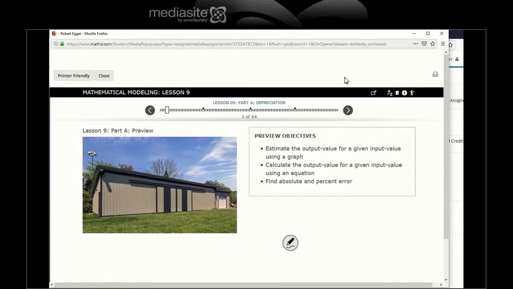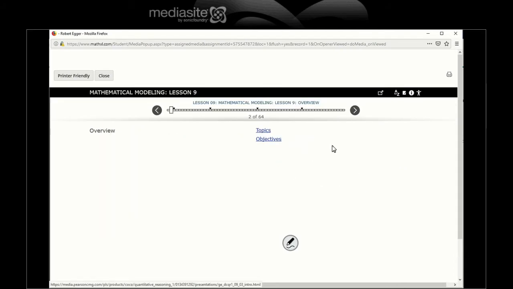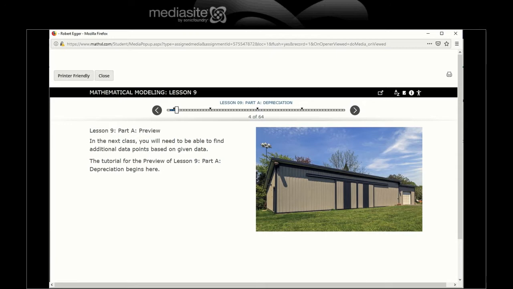As usual, we got to fit the window. So in this class, depreciation, it looks like we're going to estimate the output value of a given input value using a graph. Okay, we'll calculate the output value using an equation, and then we'll find absolute and percent error. So it looks like some graph reading, some algebra, and some equations there. So let's see, in the class you will need to be able to find additional data points based on given data. Okay, the tutorial for the preview of Lesson 9 Part A begins here.